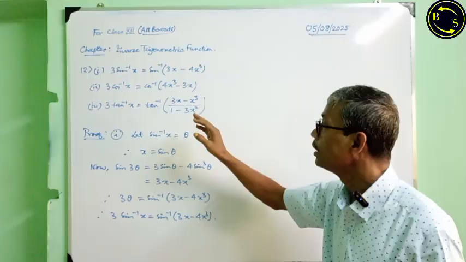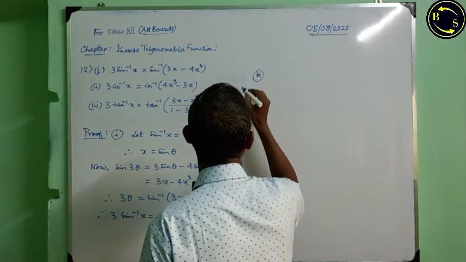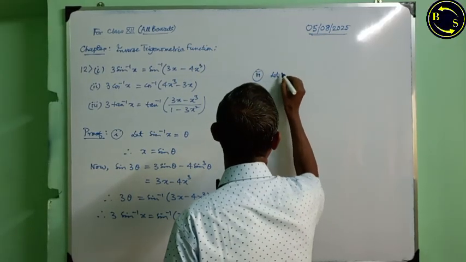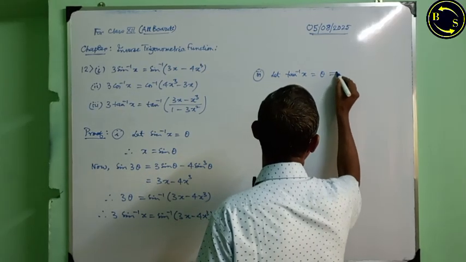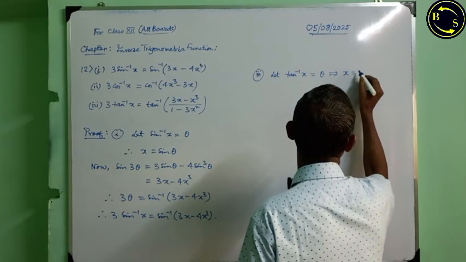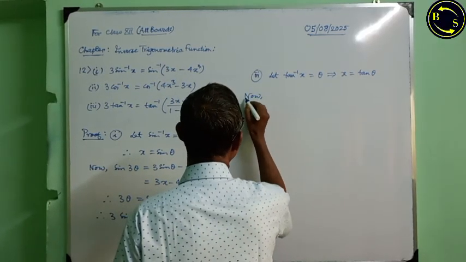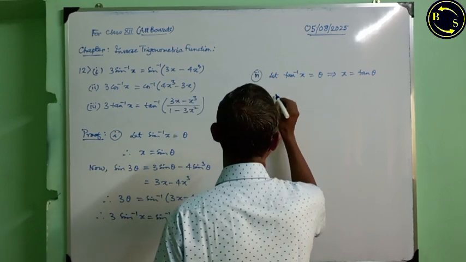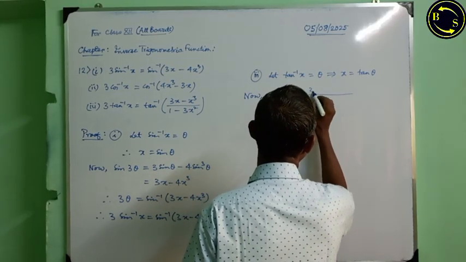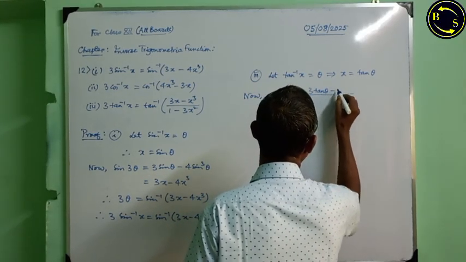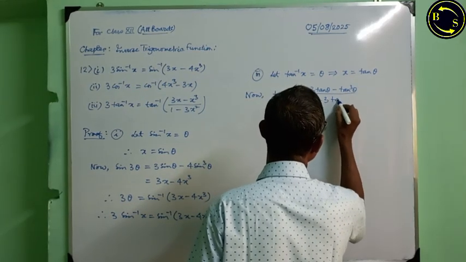Now I prove number 3. Let tan inverse x equal to theta, therefore x equal to tan theta. Now you have to use here the identity for tan 3 theta. Tan 3 theta is equal to 3 tan theta minus tan cube theta, divided by 1 minus 3 tan square theta.